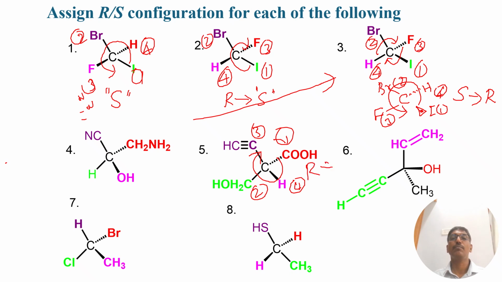R will become S, right? Yeah. This one is another example. The hydroxy gets first priority. This triple bond gets second priority. Double bond gets third priority. And CH3 is the fourth priority. However, the CH3 is the lowest priority group.